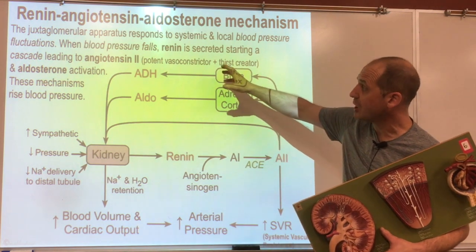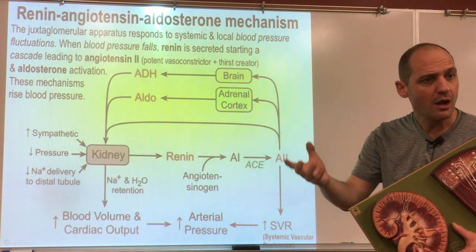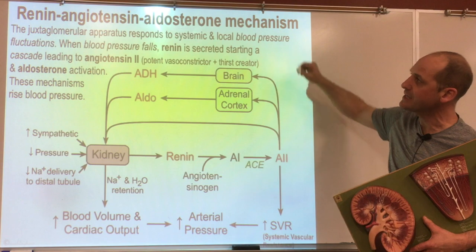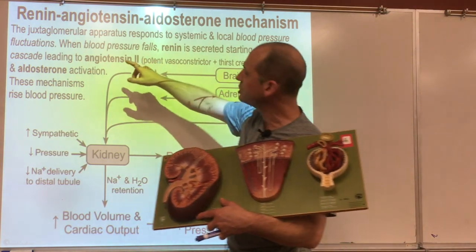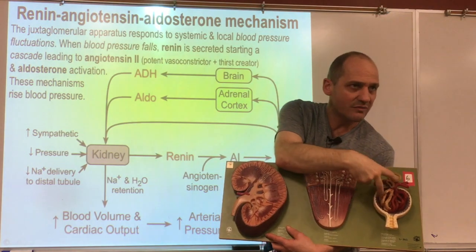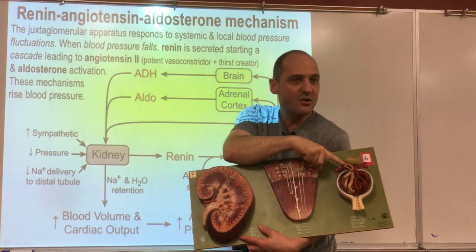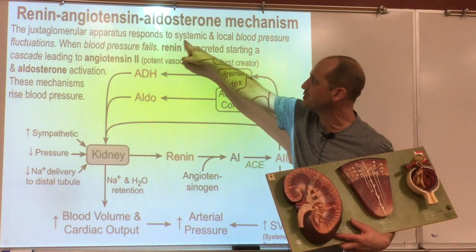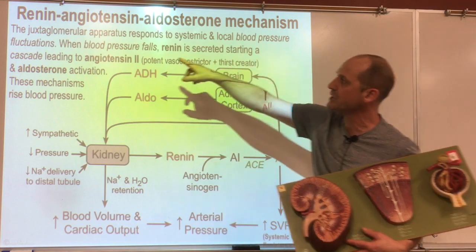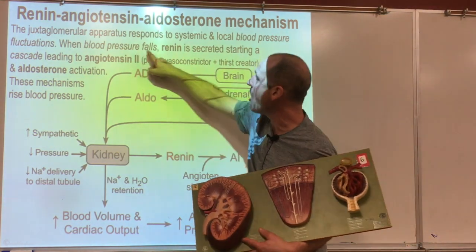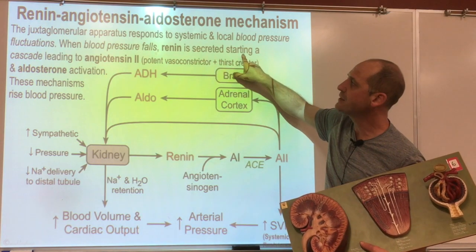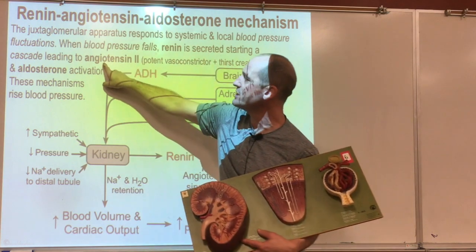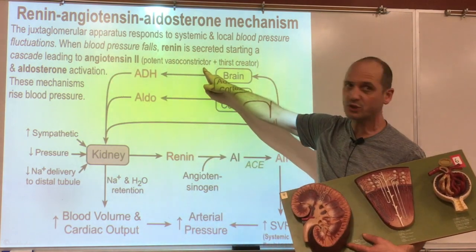This I've just touched on really briefly to give us the intricacy of the systems. It's the Renin-Angiotensin-Aldosterone Mechanism. You have an area in the kidneys called the juxtaglomerular area. That's right here, right in each glomerulus. In this area you have some sensory cells, and they pick up systemic and local blood pressure fluctuations and respond to that. When blood pressure falls, renin is secreted, and the cascade goes down. The cascade meaning just that renin stimulates angiotensin II, and that is a vasoconstrictor.